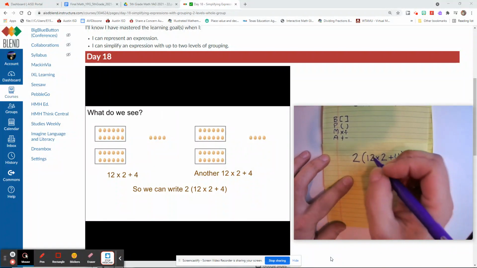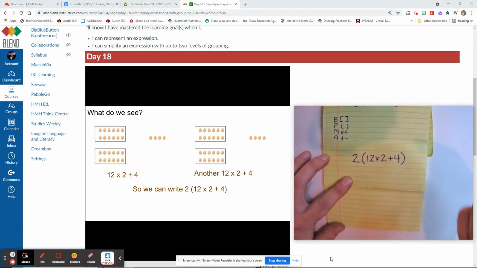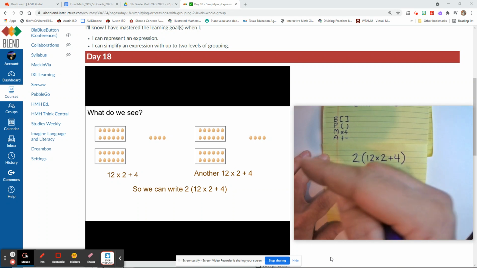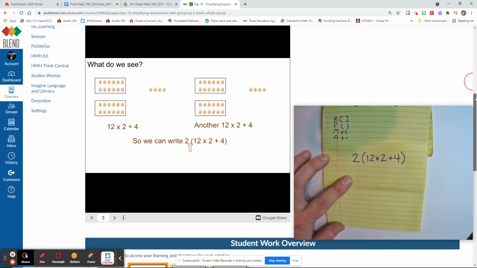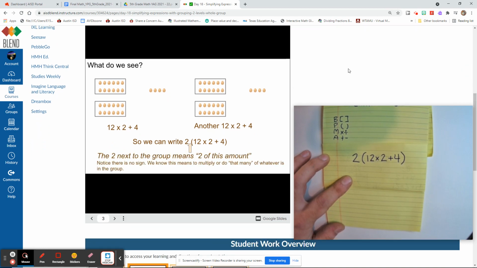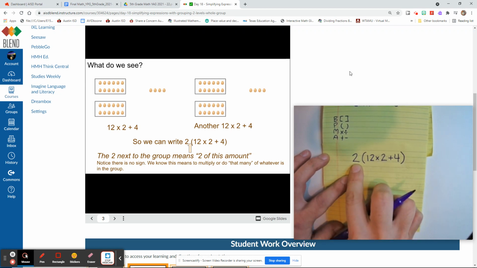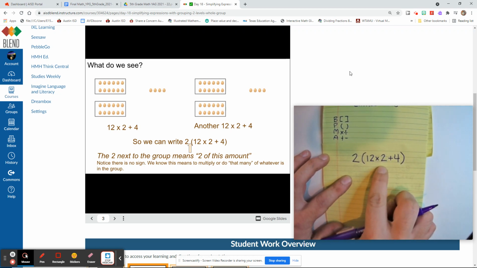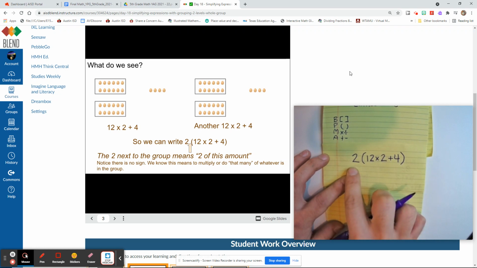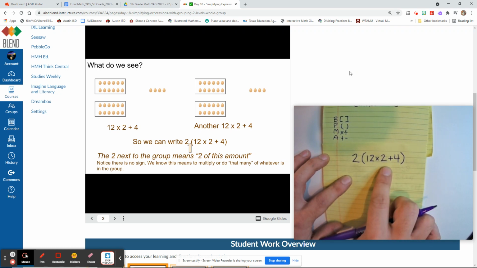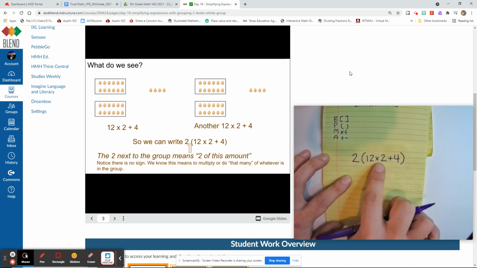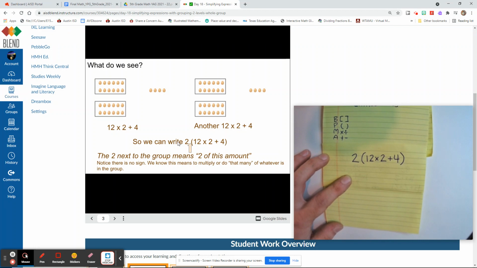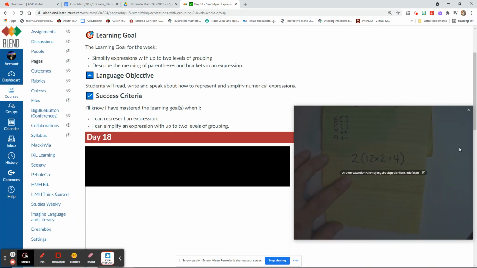Welcome back. If you look over on that side, they're going to put into words something really important, which is, there we go. The two next to the group means two of this amount. So we're saying two of what's inside the parentheses, which is the same thing as saying two times what's in parentheses, right? So there's no multiplication sign, but when you have the number outside parentheses, you're saying two of these, okay? So let's go to the next.